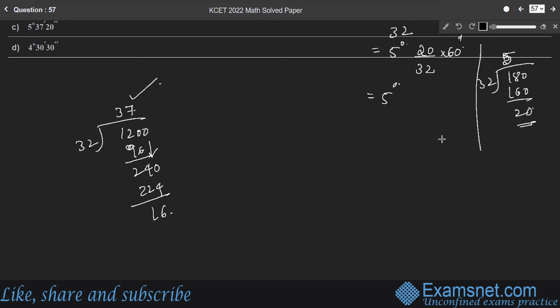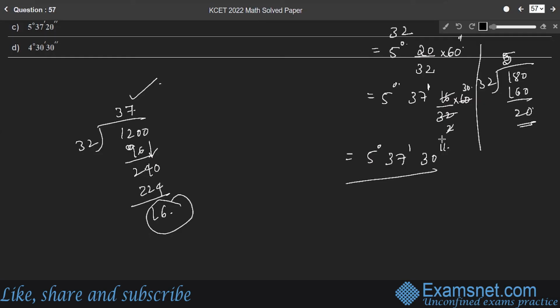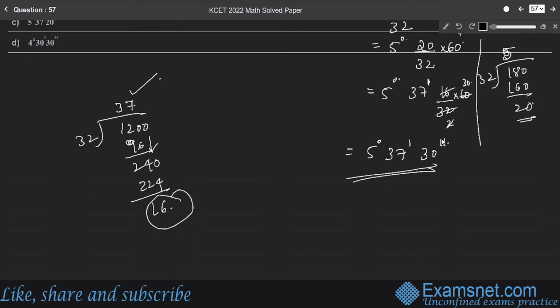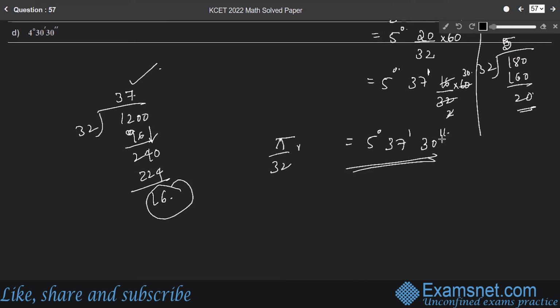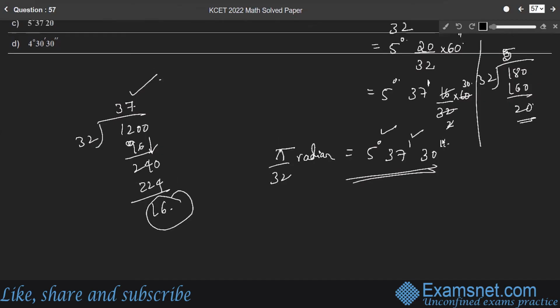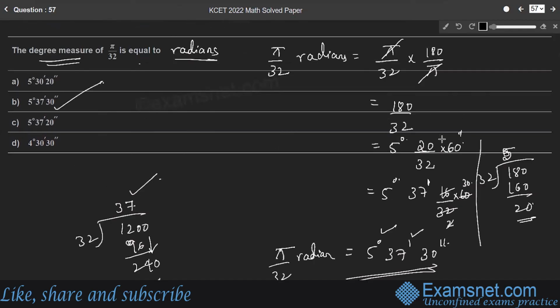Therefore, here it is 37 minutes. To this remainder 16, so 16 out of 32 into 60, which is 30 seconds. So here it is 5 degrees, 37 minutes, 30 seconds. Therefore, pi by 32 radians is equal to 5 degrees, 37 minutes, 30 seconds. Option B is the right answer.